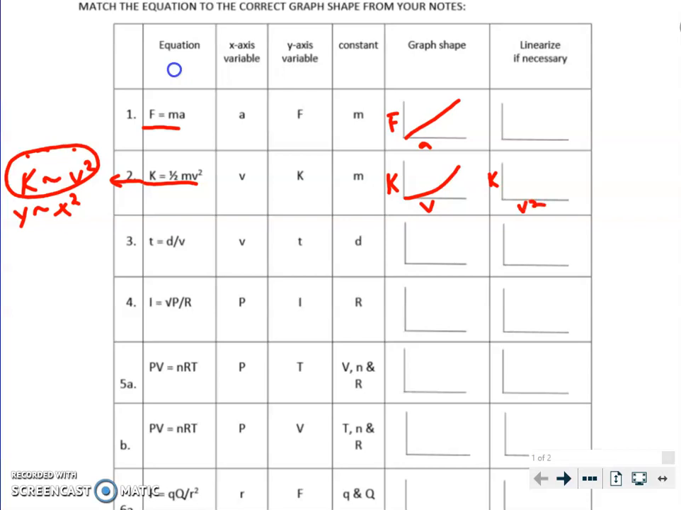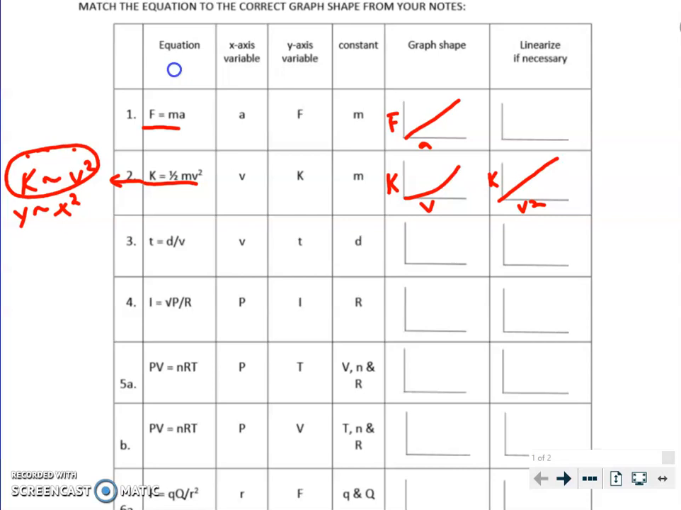And if I put in numbers, I will get a straight line. You could try that yourself if you want to. Make up an equation where you say k is equal to 5v squared. Put in numbers for v and k and plot them. You'll get a parabola. And then if you do k and v squared, you'll see you get a straight line.